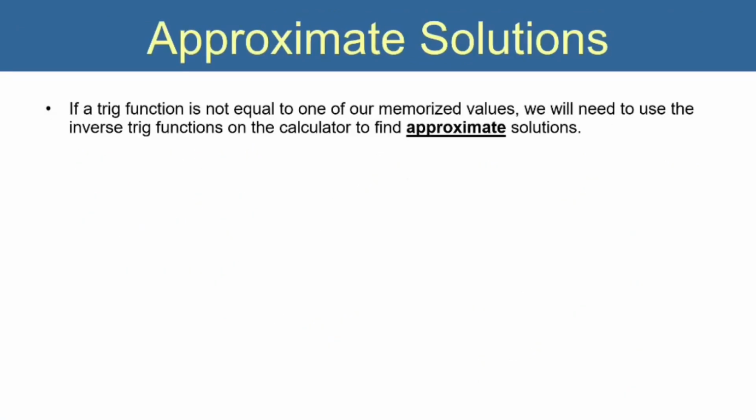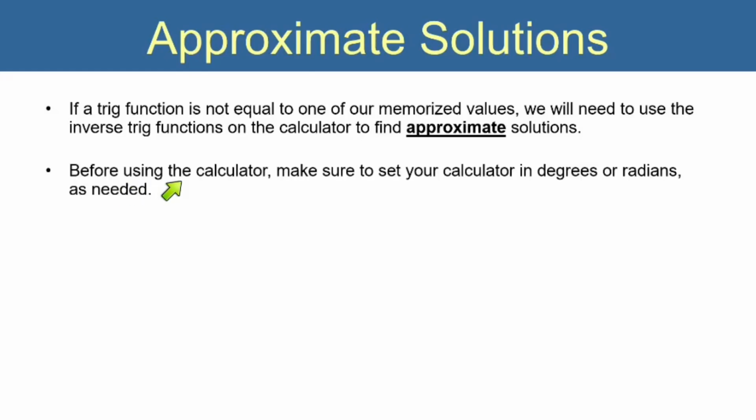Now, we were able to get exact solutions on that one because 1/2 was one of our memorized sine values, but it doesn't always work out that way. So if a trig function is not equal to one of our memorized values, then we'll need to use the inverse trig functions on the calculator to find approximate solutions. So this is where decimals can get involved.